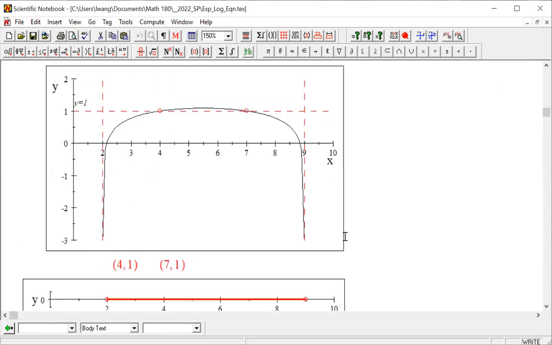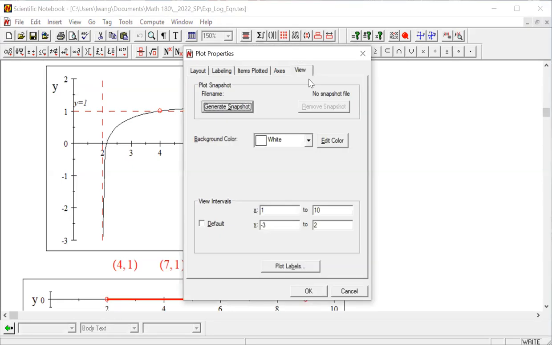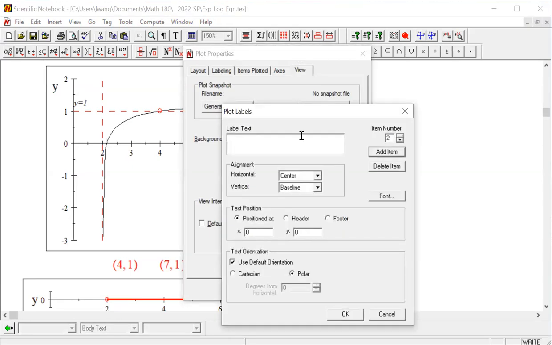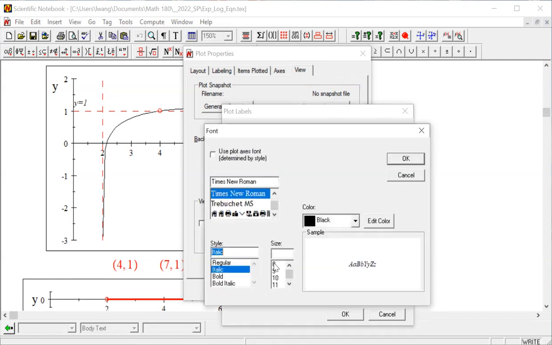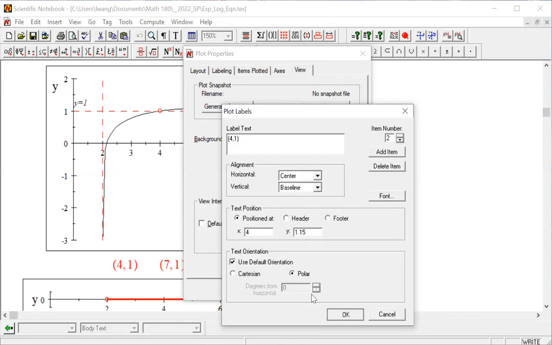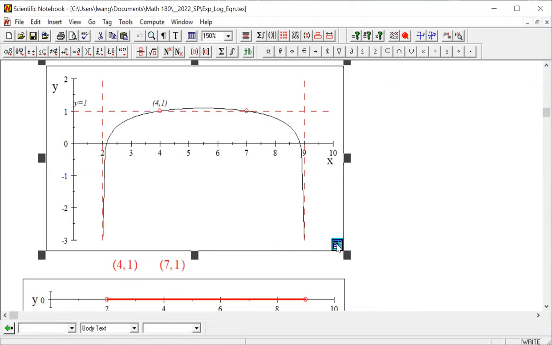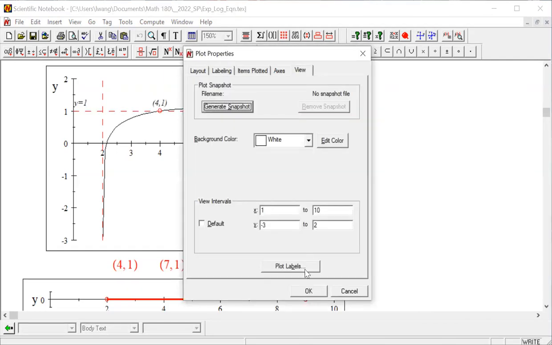So these 2 points, let me mark them in the picture. Okay. So you can see that all of these ideas are pretty similar. So let me finish that. So 4, 1, and there's a 7, 1.